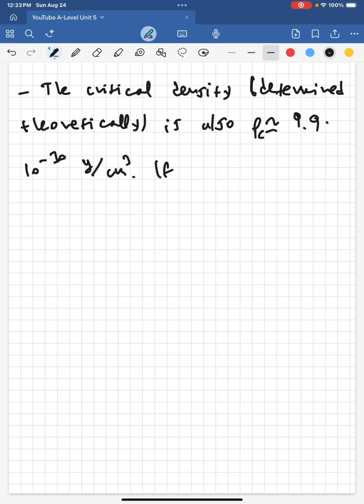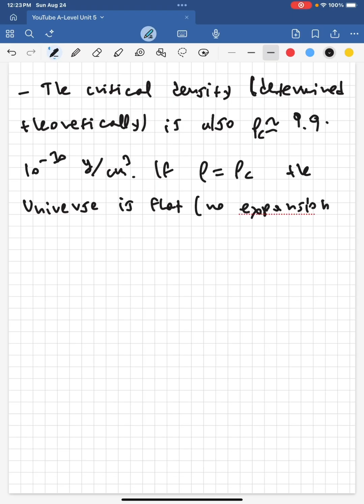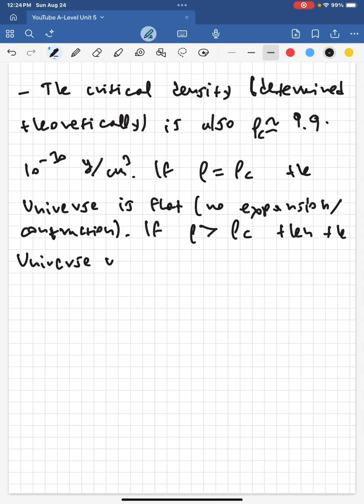But what's so important about the critical density? If rho is about equal to rho critical, the universe is flat, meaning that there is no expansion or contraction. If the density of the universe is larger than the critical density, then the universe will contract.